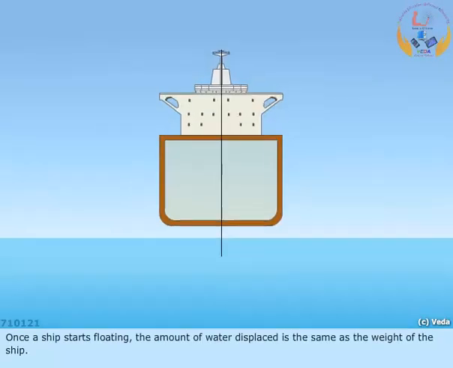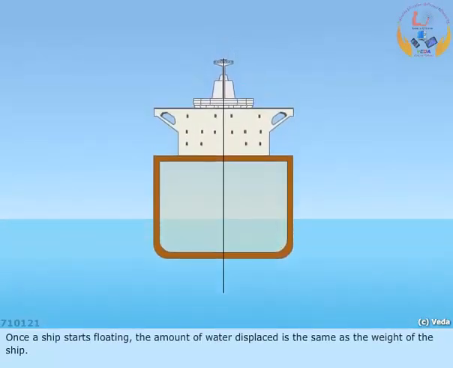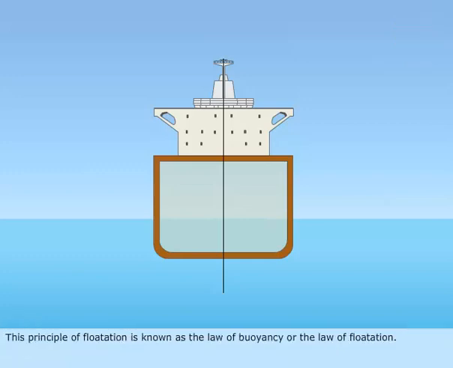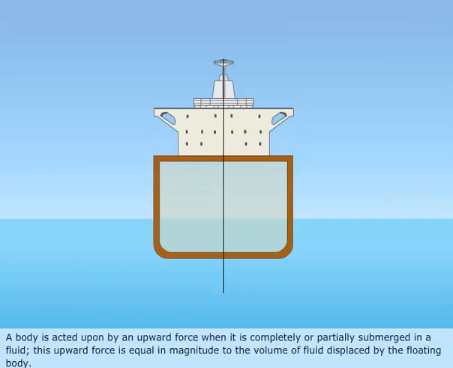Once a ship starts floating, the amount of water displaced is the same as the weight of the ship. This principle of flotation is known as the law of buoyancy or the law of flotation. According to this law of flotation, a body is acted upon by an upward force when it is completely or partially submerged in a fluid. This upward force is equal in magnitude to the volume of fluid displaced by the floating body.